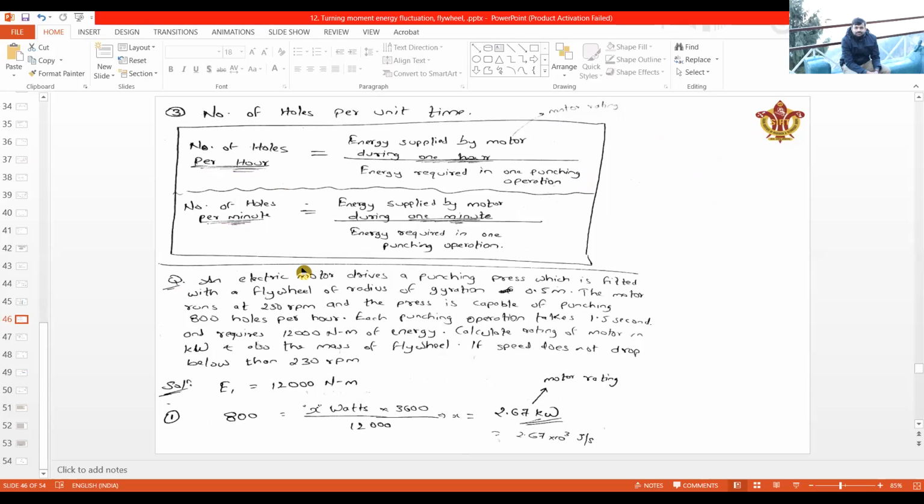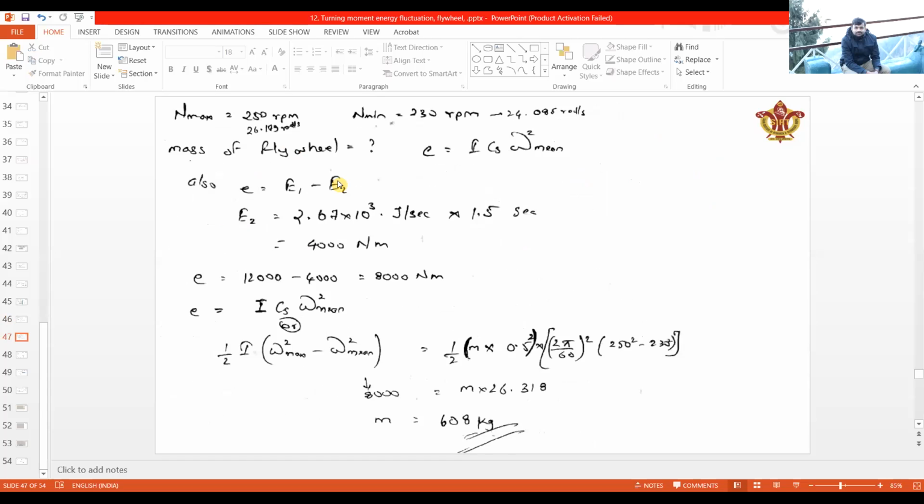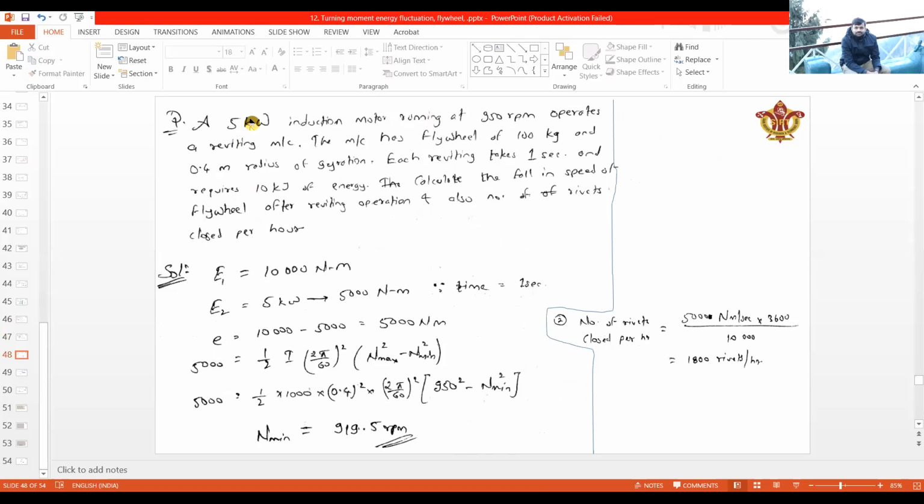All right. So this is what we discussed yesterday, and this is one numerical that we did, and this we solved. The next numerical was regarding this. Some rating of the motor was given to us, and the flywheel details and riveting time were given. What we had to calculate was the minimum speed of the flywheel, and also the number of rivets closed per hour that was required. So this we already saw in the previous class.